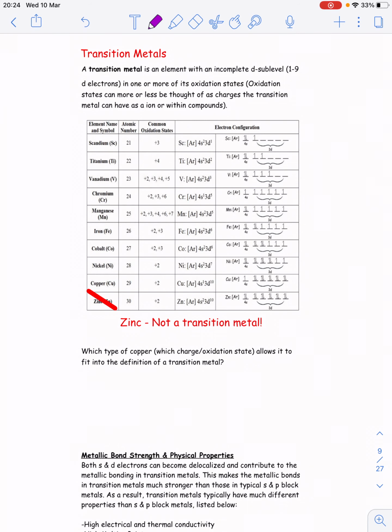Okay, so after looking at normal metals and metallic bonding, there's a little bit more focus in the HL unit on transition metals. And I think we introduced this a long time ago, but the definition of a transition metal is that it's an element with an incomplete d sublevel in one or more of its oxidation states. Okay, so what does that mean?